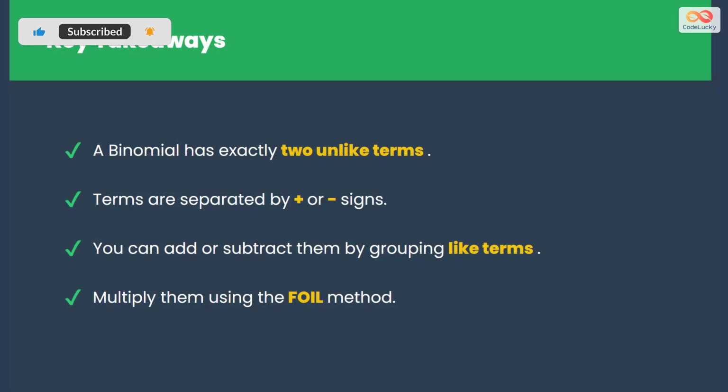To wrap up, remember these key points. A binomial always has exactly two unlike terms separated by a plus or minus sign. You can perform operations on them just like numbers, grouping like terms for addition, and using the FOIL method for multiplication. Mastering these basics will make advanced algebra much easier.